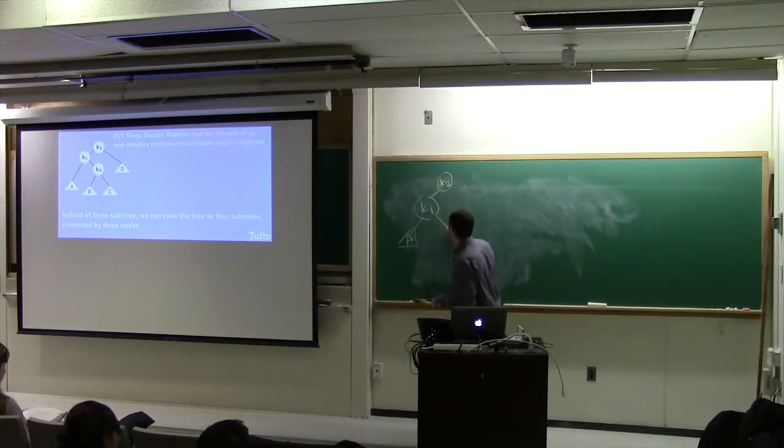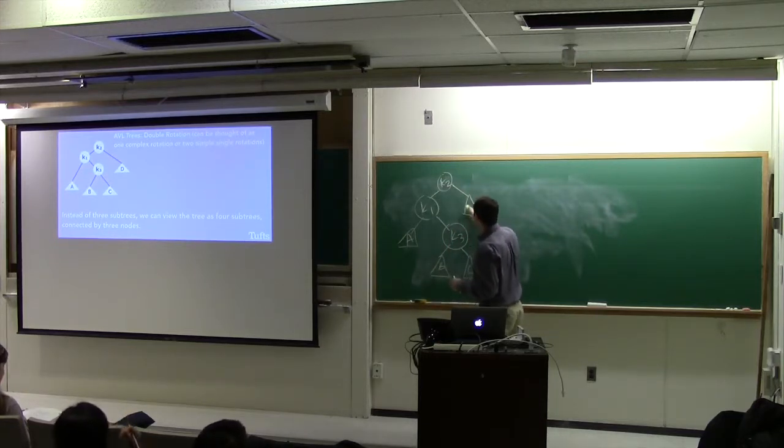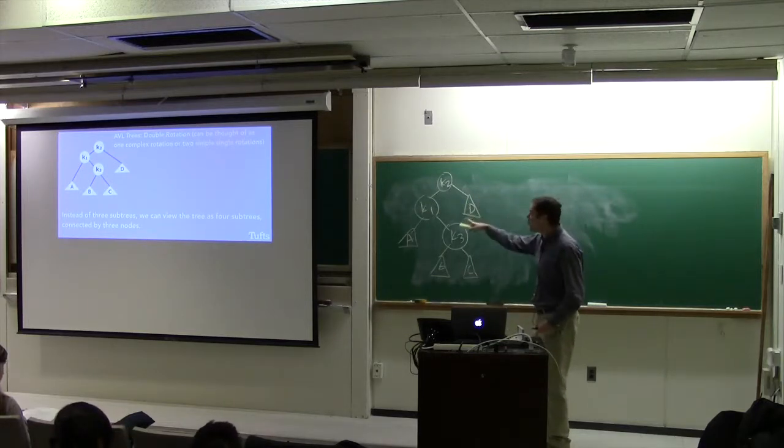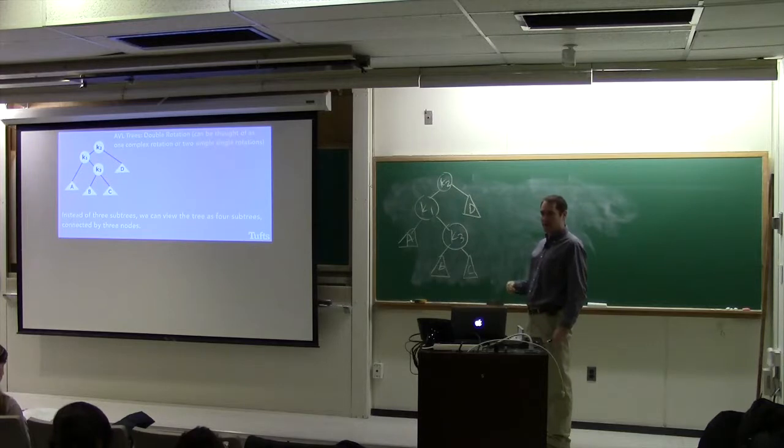K1, and then K3, and then B, and C, and D. Did I get that right? OK. All right. So if we're going to rotate K1 to the right, which one do we grab onto?